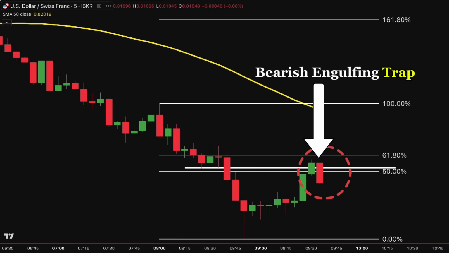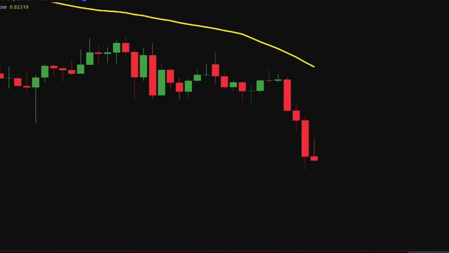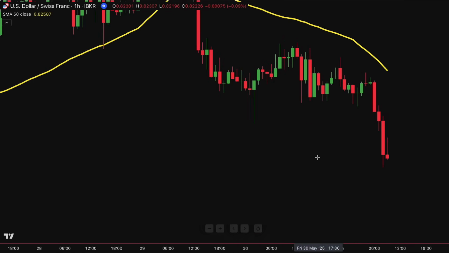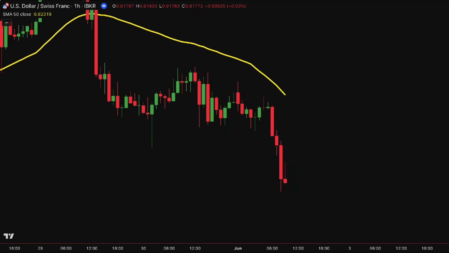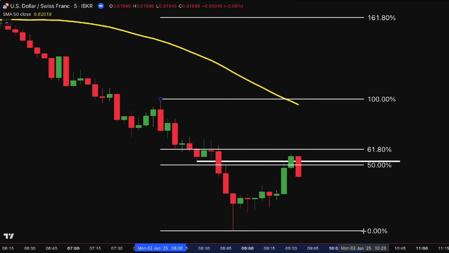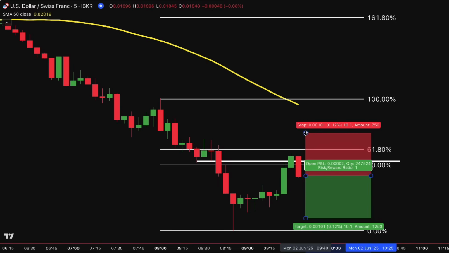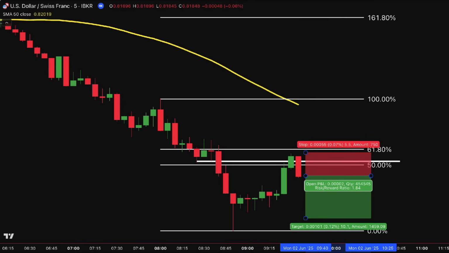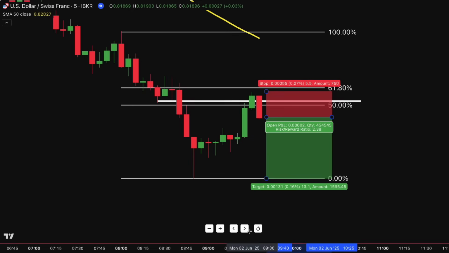Before taking the trade, let's zoom out and check the hourly chart to make sure the higher time frame supports our setup. On the 1 hour time frame, the market is clearly trending down. This adds even more confidence to the setup. Let's go back to the 5-minute chart and plan the trade. Here's how you would take this trade. You enter at the close of the engulfing trap candle. Your stop loss goes just above the high of the trap setup. The target, the next support level below, and always aim for at least a 2-to-1 reward to risk ratio to make the trade worth it.